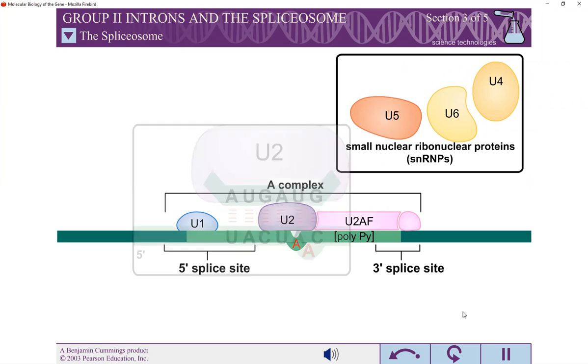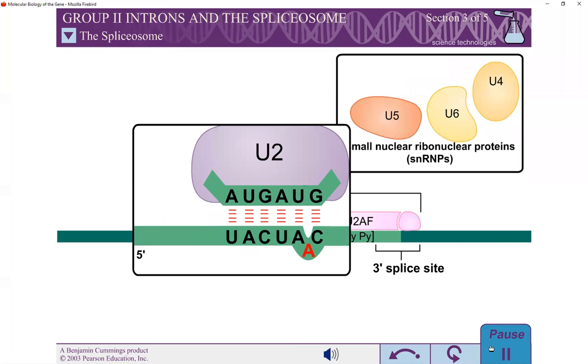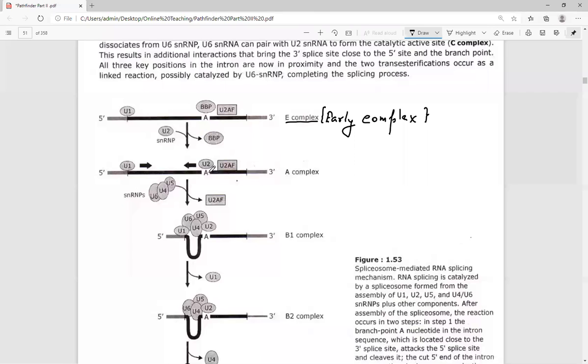The next complex: the branch site A remains unpaired and forms a bulge. This complex is commonly referred to as the A complex. In this complex, the branch point adenine forms a bulge-shaped structure. You can have a look, this is the branch point adenine. When U2 binds, it leads to the formation of a bulge-shaped structure, and this structure allows its hydroxy group to be exposed, and this hydroxy group has to react with the 5' splice site, which has the conserved residue GUAG.